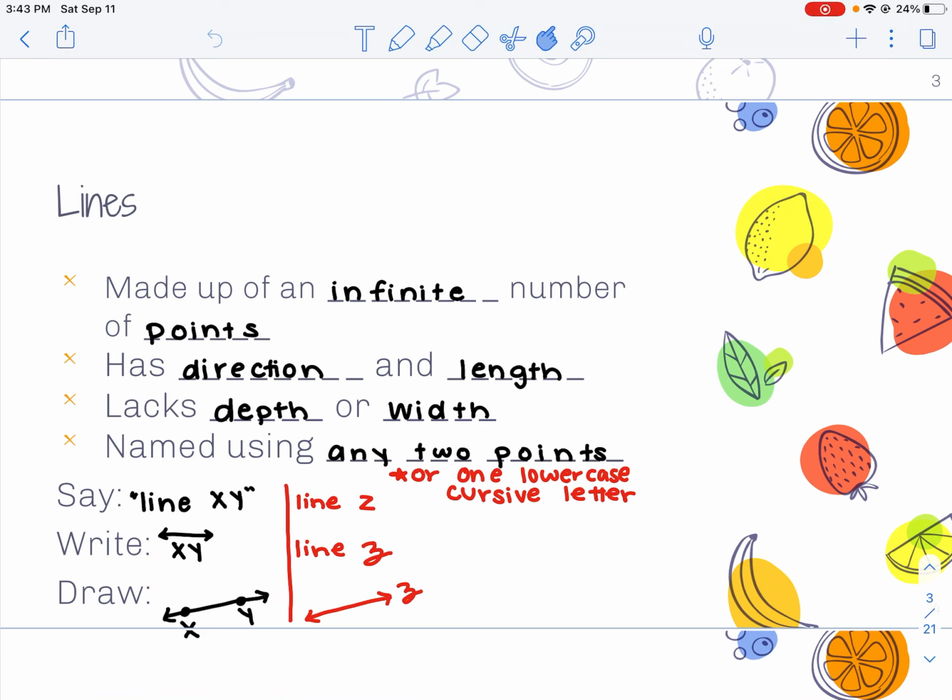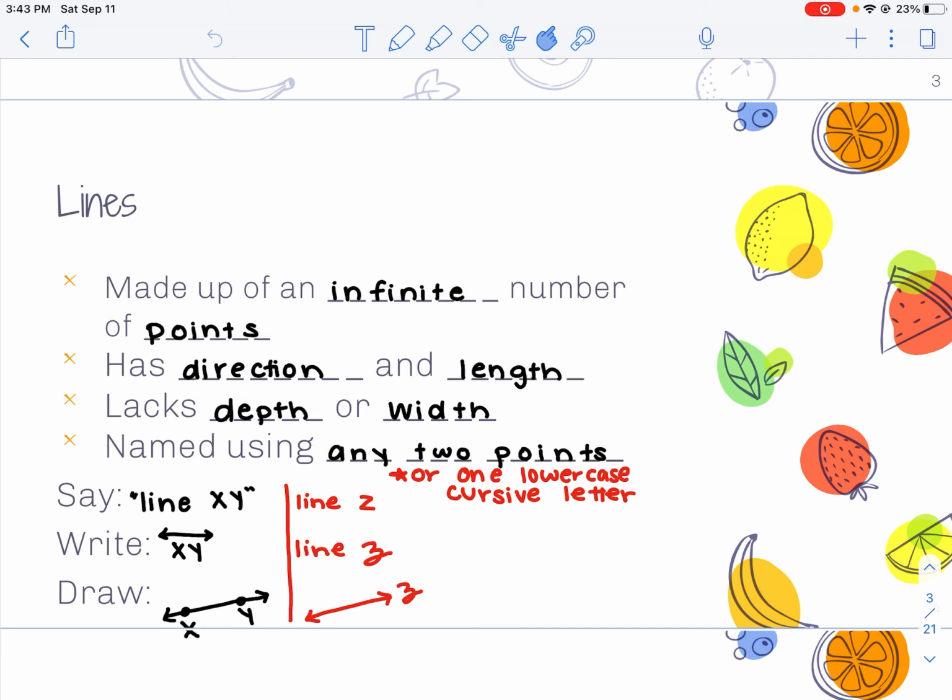If I take a whole bunch of points and I line them all up in a row forever and ever and ever, that makes up a line. So a line is a bunch of points strung together like beads on a necklace. It has direction and length, but there's no depth or width. So I can measure how long a line is. Well, the answer is infinitely long, but it's got that one-dimensional measurement. There's no depth or width. I can't find the area or the volume of a line.